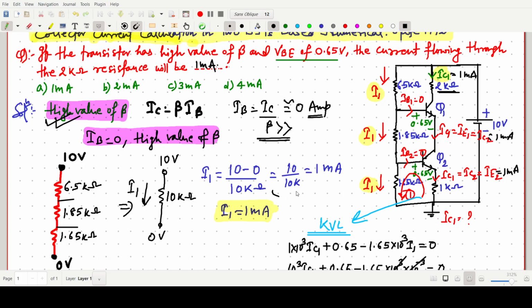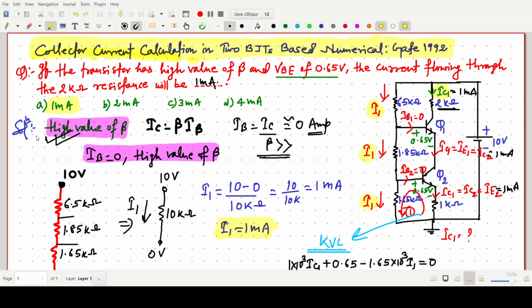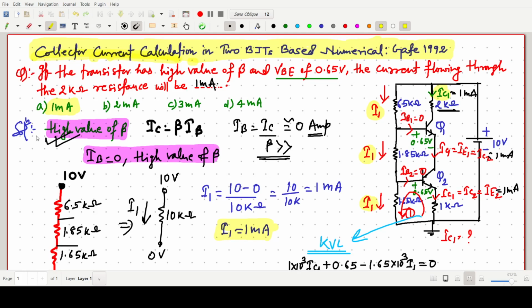So in that way we can easily find the value of the current flowing through the 2 kilo ohm resistance. So our option will be 1 milliampere. So our answer is 1 milliampere. So this is all about this GATE 1992 question.